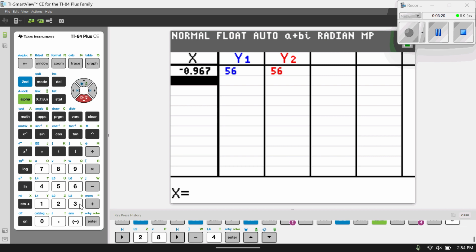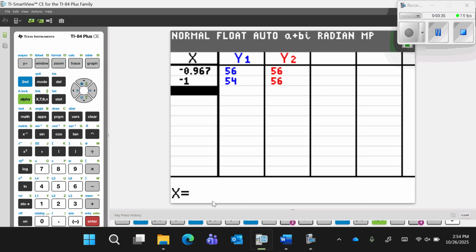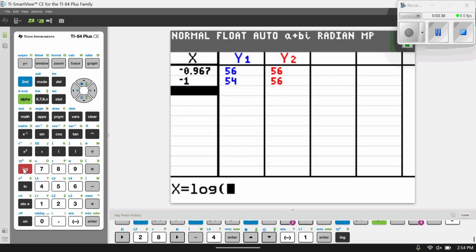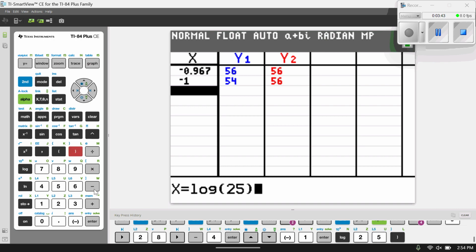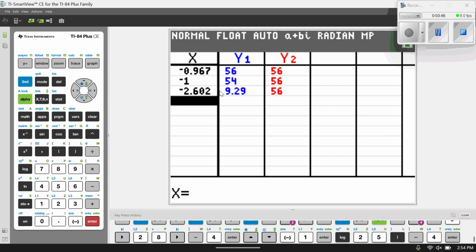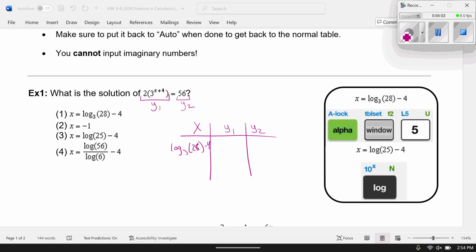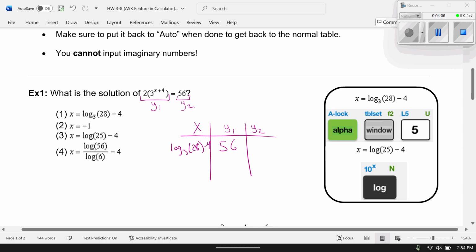Now, if it weren't the answer, I could plug in the other values, such as -1, which is not going to be the same y values. Log is on the left next to number 7, log of 25 minus 4 is not giving me the same y values. You could just type your answer choices into the calculator, and with the ask feature, it'll produce the coordinates for you, and all you have to do is match the y values. Now, to show work on your homework, you're just going to copy down that table. So when we plug choice 1 in, we got 56 for both of them.